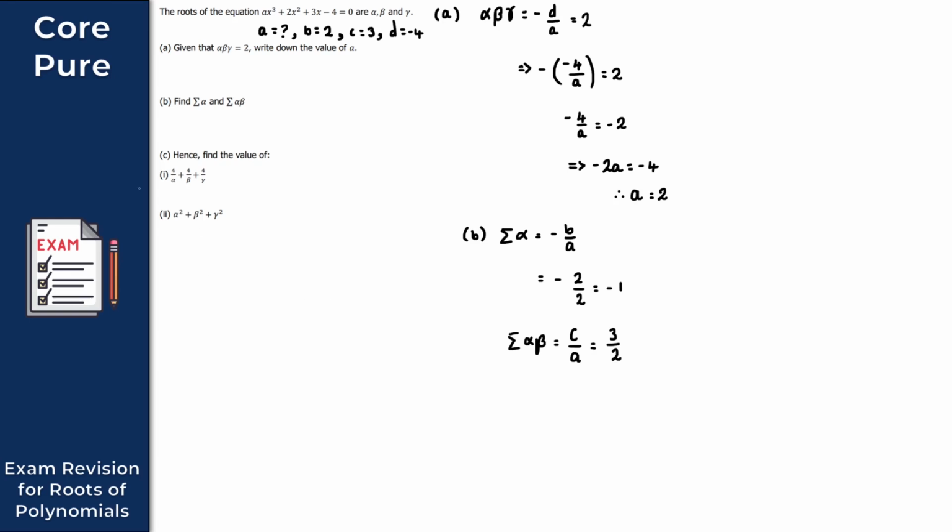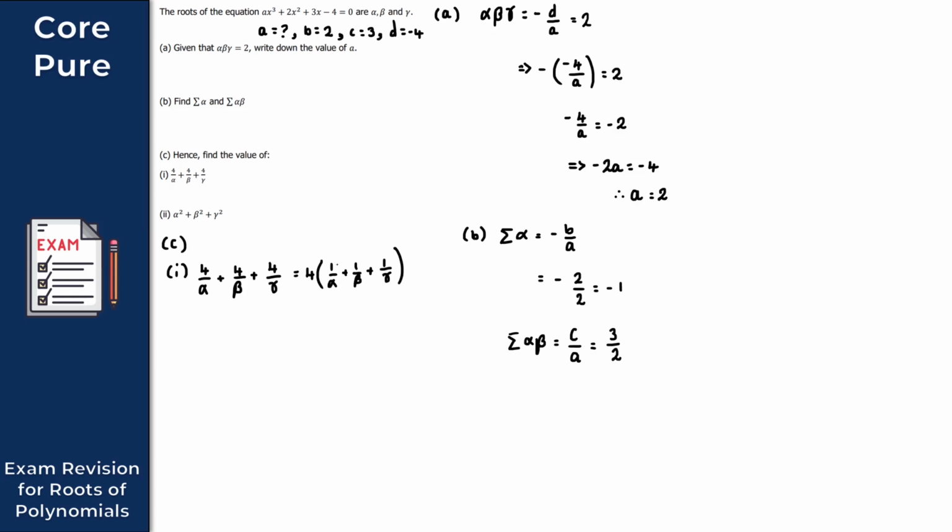Finally, for the very last part of this question, part C, as we can see, it's split into 2 different parts. For part C1, what we want to do is find the value of 4 over alpha plus 4 over beta plus 4 over gamma. The first thing I can do is factor out the 4. So this is 4 times 1 over alpha plus 1 over beta plus 1 over gamma.